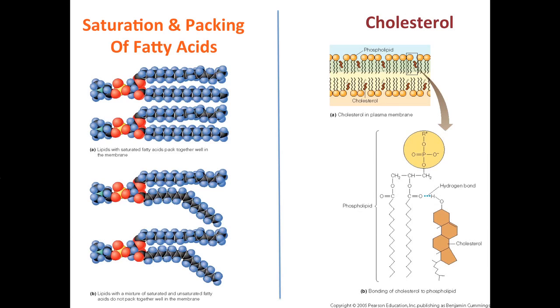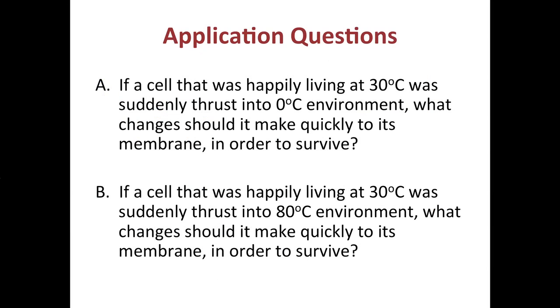So putting all this together, I have an application question that I'll give you ahead of this exam. You are supposed to think about a creature that's living at 30 degrees. What happens if you put it into a cold temperature and somehow it survives? We would like to know what type of changes it had to make in the cell membrane structure in order to survive. So I want you to think about the number of carbons, the number of double bonds, and the number of cholesterol that should be either added or taken away.